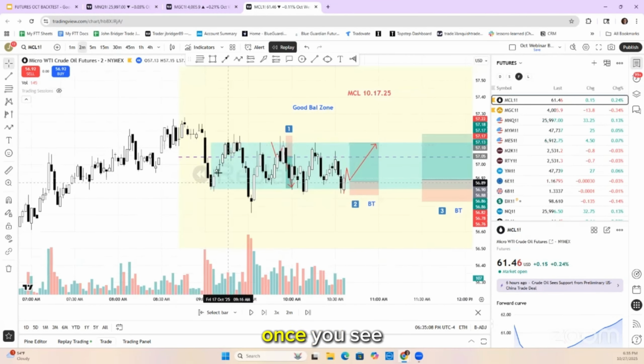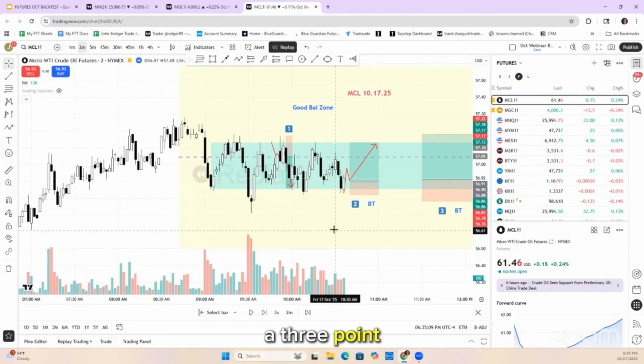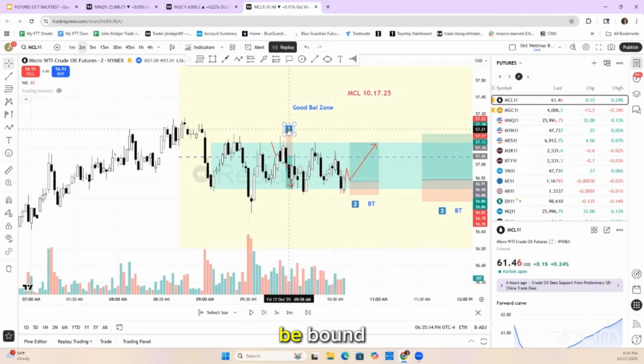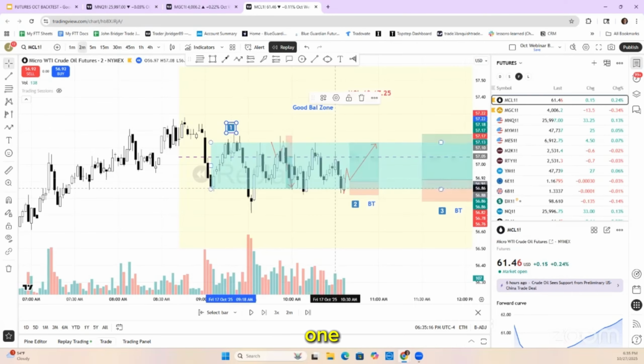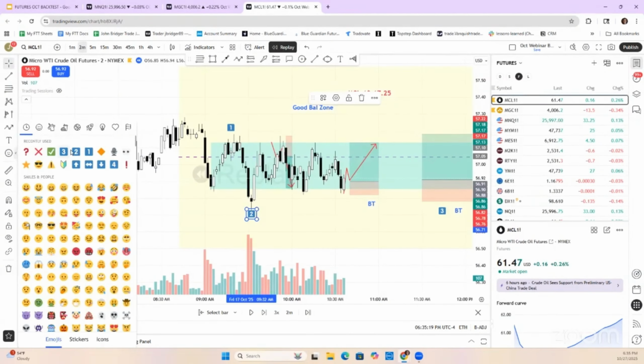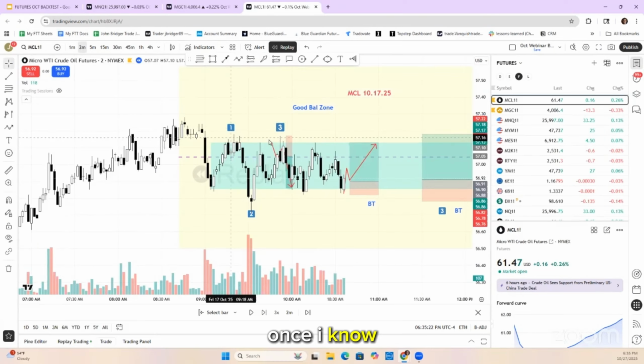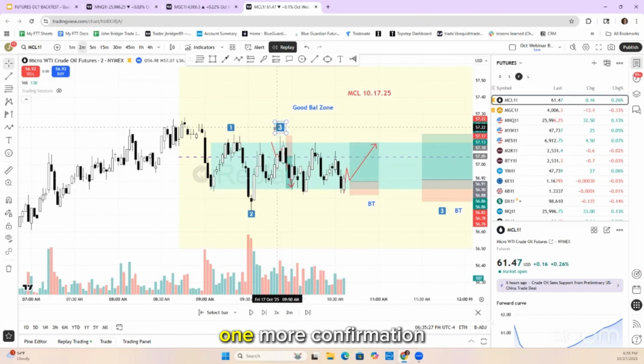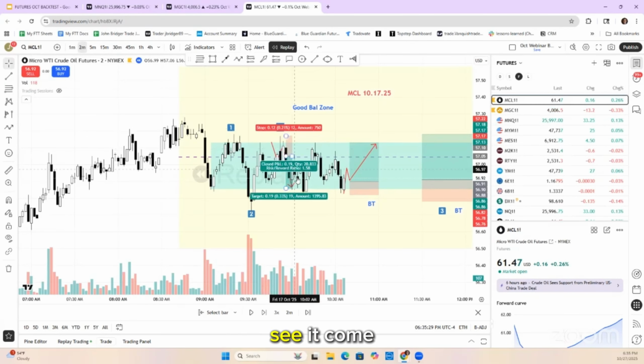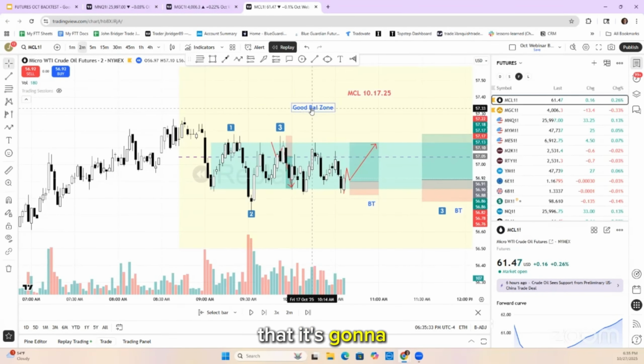But what you want to do is, I basically have a 3-point rule. So let's say you get here, and you say, I think I might be in balance. But you say, this is point 1, this is point 2, this is point 3. Once I know point 3 is an equal high, now you may want to say, well, I want one more confirmation from this point 3. I want to see it come all the way down through and then play it back up. You could certainly do that if you want to be more conservative.